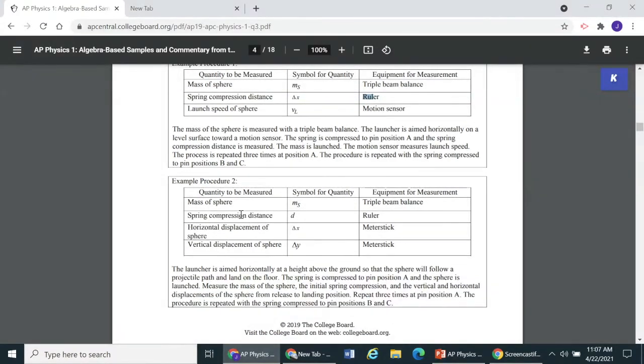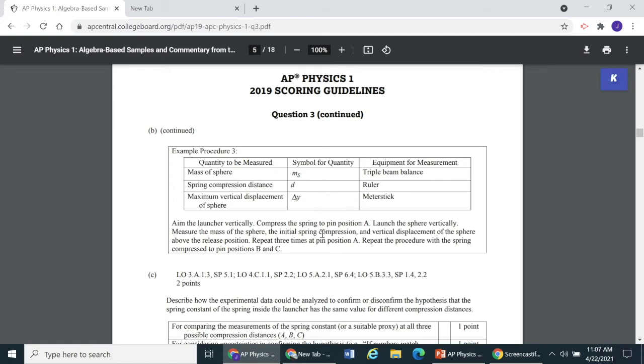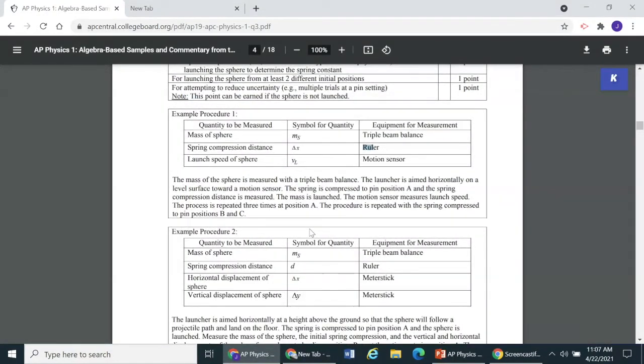Example procedure 2 uses more of a projectile motion kind of thing, as you can tell. And so it says they're using the mass of the sphere with a triple beam balance, the horizontal spring compression distance here with a ruler, and then the horizontal and vertical displacements of the sphere in this projectile motion sense using a meter stick. Example procedure 3: mass with a triple beam balance, spring compression with a ruler, and then the height of the sphere with a meter stick. That's what the charts should look like.